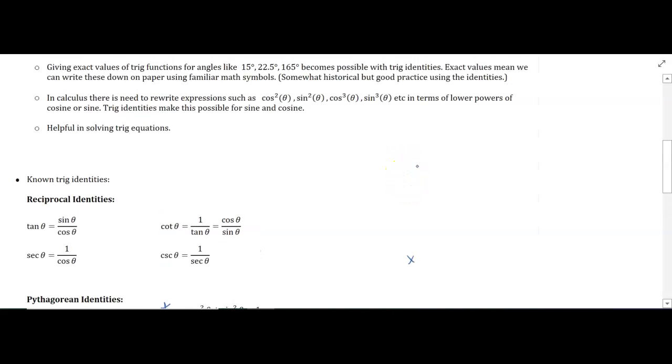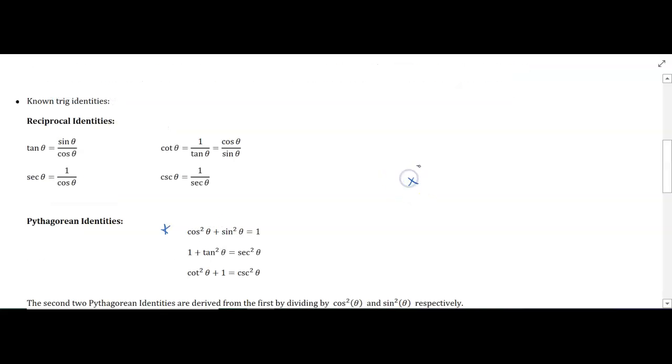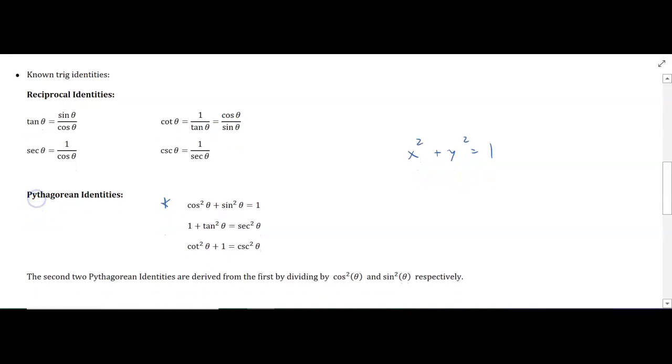The most important trig identity of them all is the Pythagorean identity for cosine and sine. It says cosine squared plus sine squared is equal to 1. That comes from the fact that every point on the unit circle is of the form cosine of theta comma sine of theta. The unit circle has the equation x squared plus y squared equals 1 in terms of x and y. And if you substitute cosine of theta for x and sine of theta for y, you get the first identity written there. To derive the other two, you simply divide the first identity by an appropriate value.